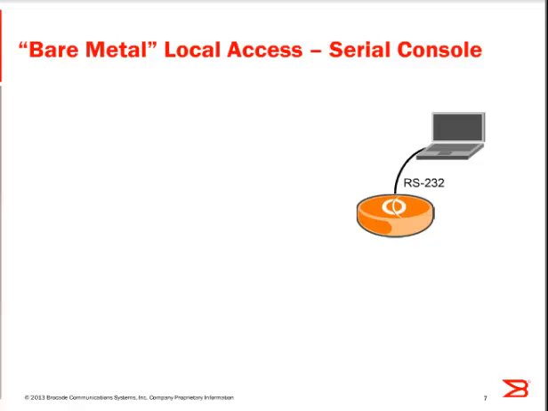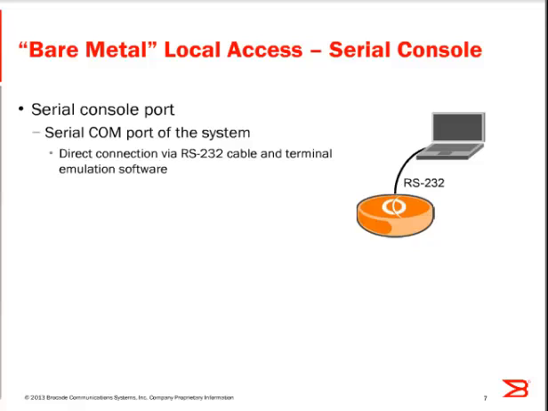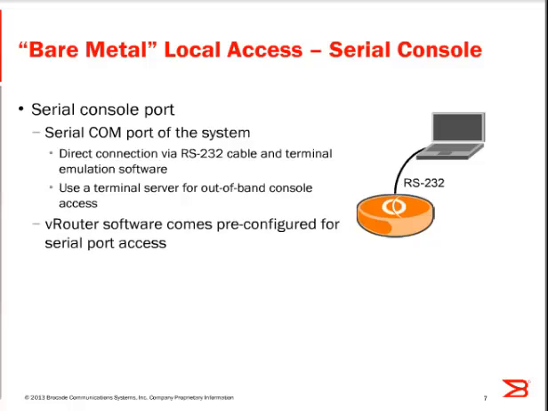The second local access option for bare metal is to use the serial console port. The serial console port uses a serial COM port of the hardware system. You can connect this port directly to a management PC running terminal emulation software using an RS-232 cable. You can also access this port remotely by connecting the vRouter to a terminal server. vRouter software comes pre-configured for serial port access. The port is set by default to 9600 bits per second, 8 data bits, 1 stop bit, and hardware flow control. Set your terminal emulation software accordingly.